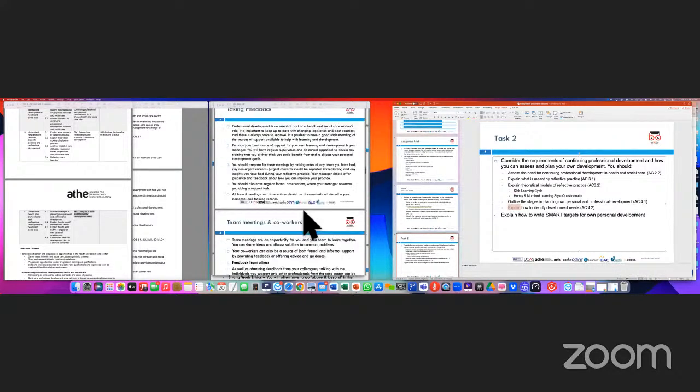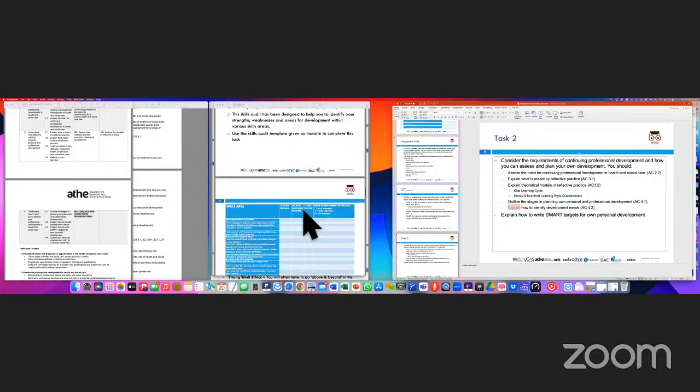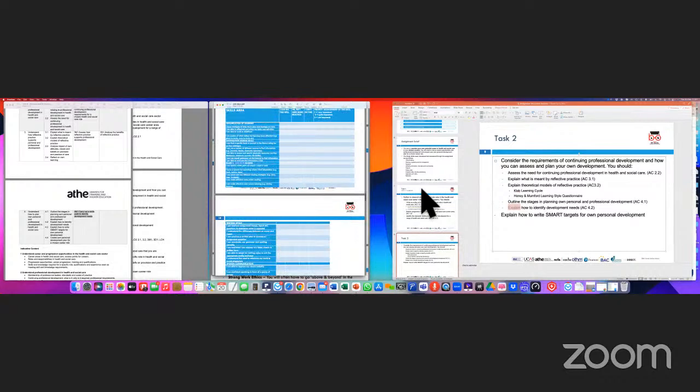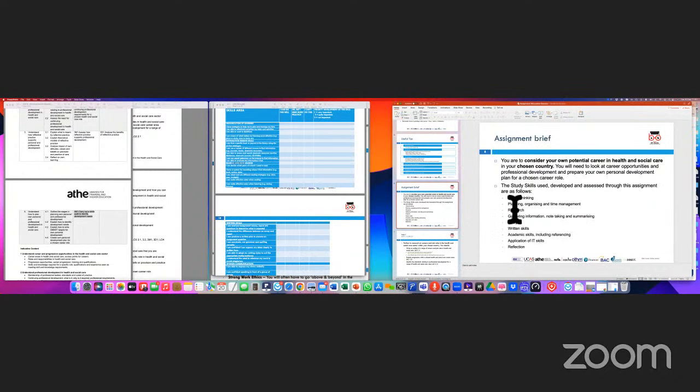For the skills audit, you're going to be filling in a template, which I've given in a Word document, and a copy of this is also in the presentation. So you'll be doing your own skills audit in certain areas that we have looked at: organization of learning, information skills, note-taking and reading, and writing skills, which all relate to the initial part of the assignment, what it is asking you to consider.